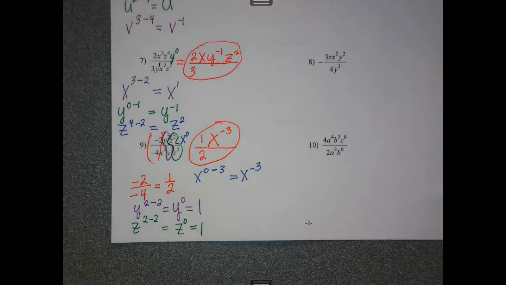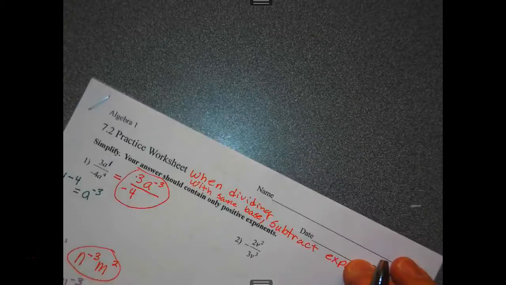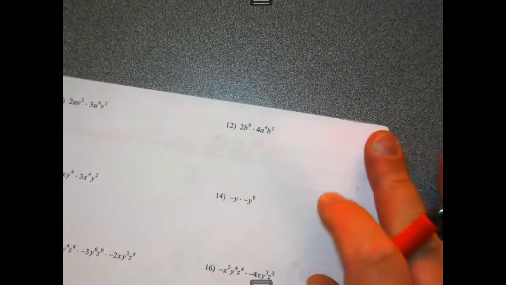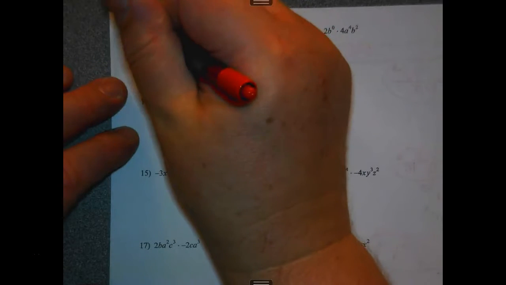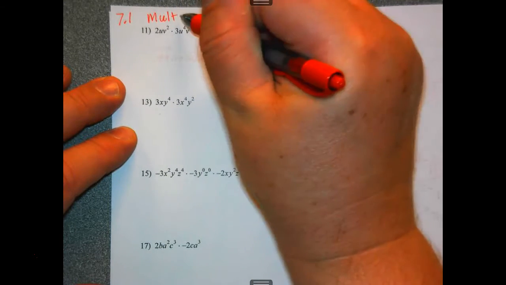Are you good? Did you see how I did it though? Are we good? Do more? I can do more. 3 more? Oh wow, there's a lot of them back here. This is multiplication. This is 7.1. This is multiplication. Multiplication and the power rule.